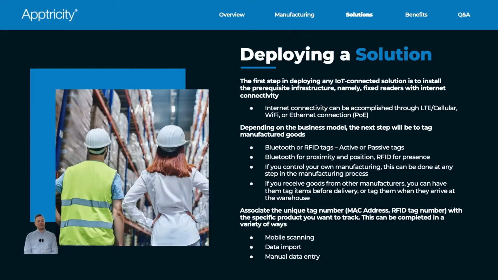And so if you're one of those businesses that control your own manufacturing, you can tag these at any step in the process. Typically, it would be after you complete the manufacturing. If you're one of those companies that don't manufacture your own goods, you would typically want to do this at the receiving dock. So basically, items get delivered, you are tagging them as they get received and put away in your warehouse or distribution center.